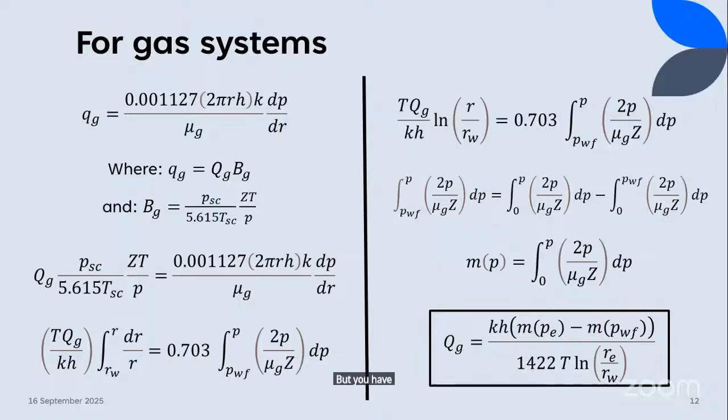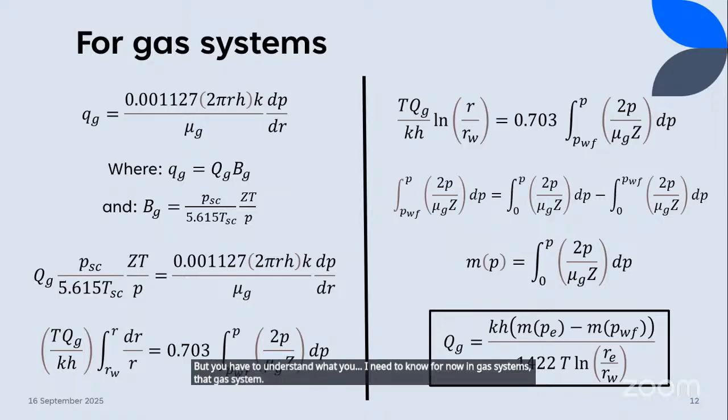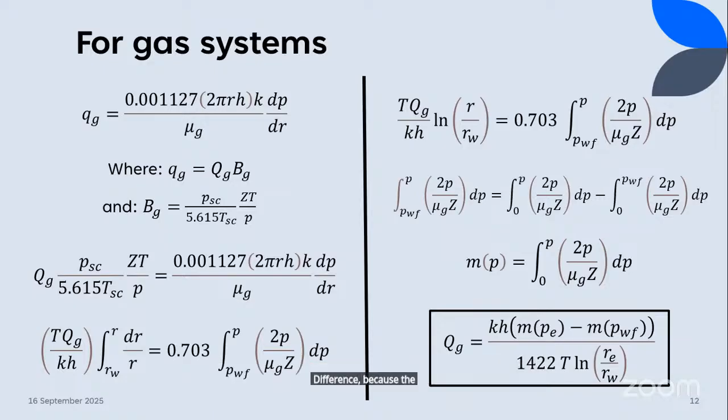But what you need to know for now is that gas systems are different because the properties of gas are evaluated in each step of the way, and they cannot be averaged easily or taken as constant as in an oil system.